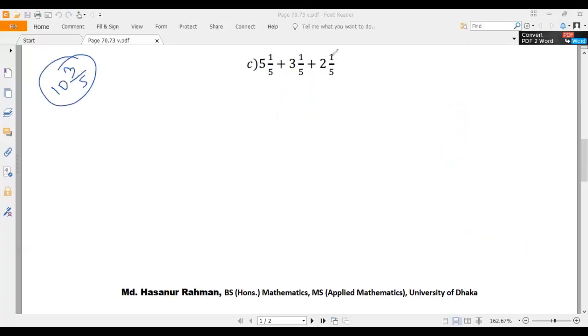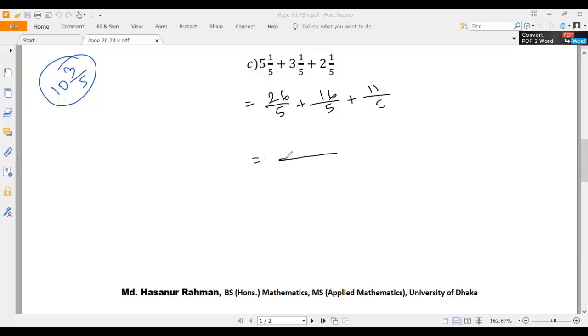Okay, we can easily solve it in this way. But I prefer another way because you cannot solve every problem by using this method. So that's why you have to learn another method. So at first we have to convert this mixed into improper. Then it will be 5 5s are 25 plus 1, 26, plus 5 3s are 15 plus 1, 16, plus 5 2s are 10 plus 1, 11.